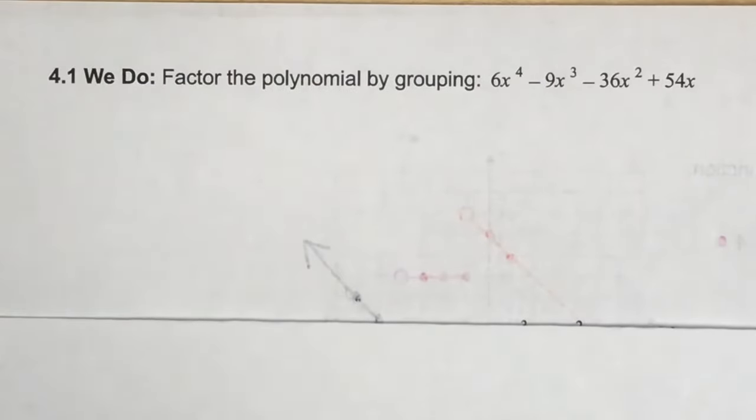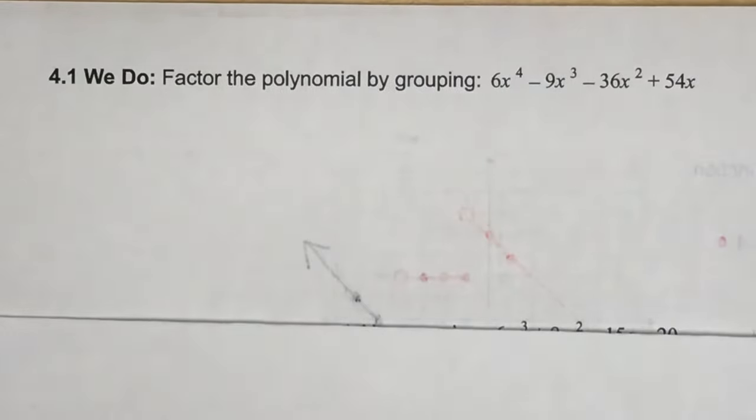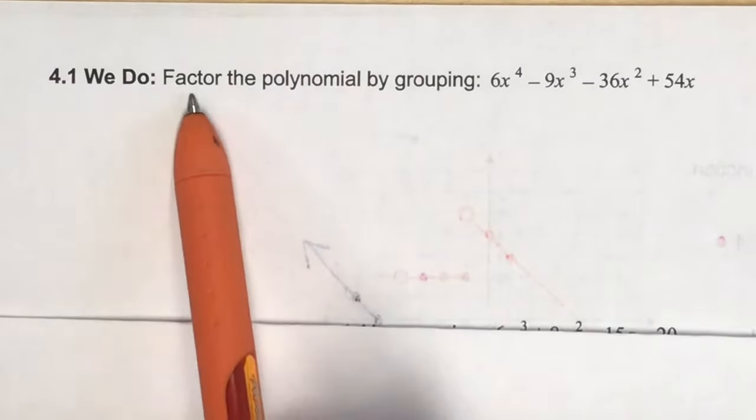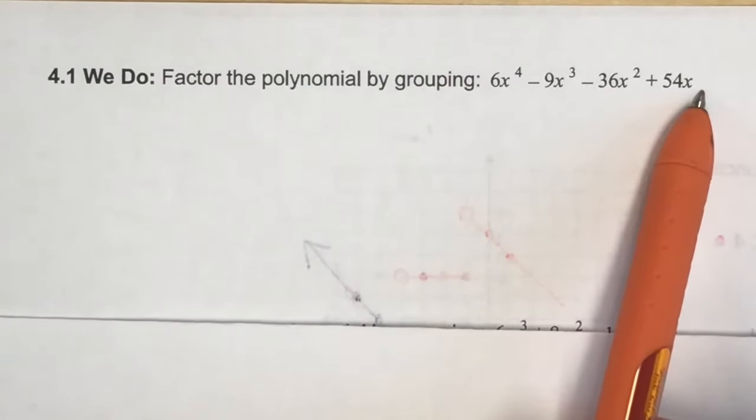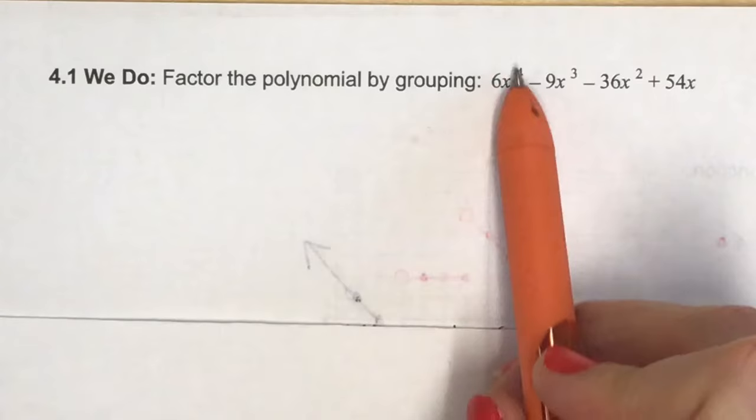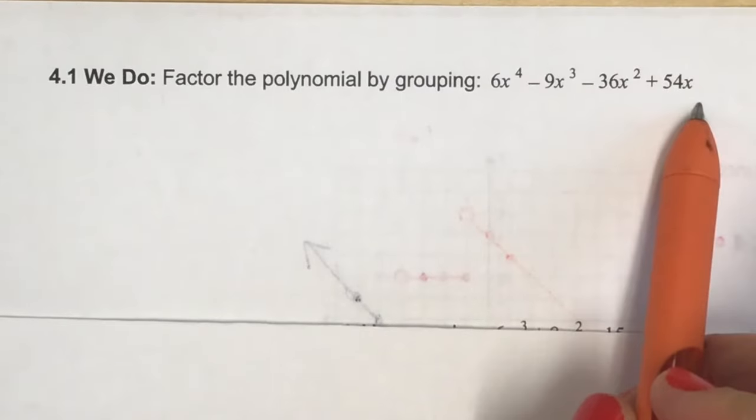Okay, now we are starting example number 4, which is a little bit of factoring. And so we're going to factor our polynomial by grouping. So when you've got 4 terms, you can group them as the first 2 terms and the second 2 terms, and then you can factor them individually that way.